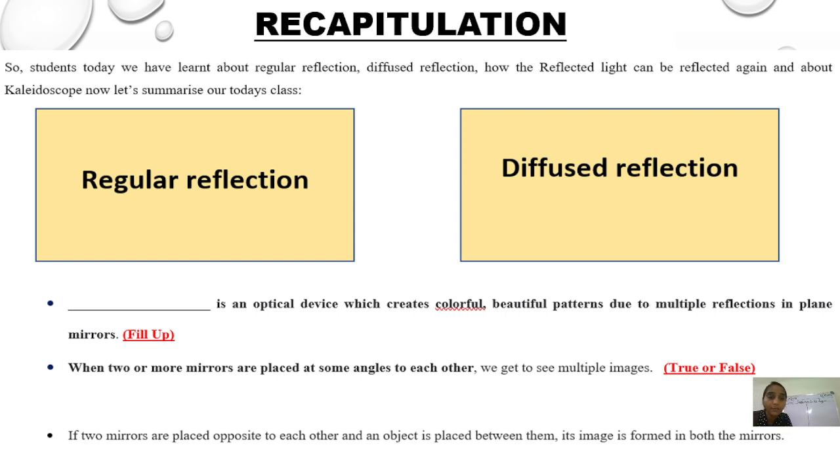Very good. This statement is true, because when we have seen that we are placing two or more mirrors, we are getting the multiple images. And if two mirrors are placed opposite to each other and an object we are placing in between, its image will be seen in both the mirrors due to the multiple reflection.